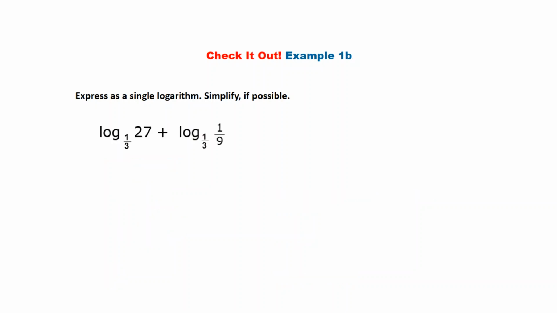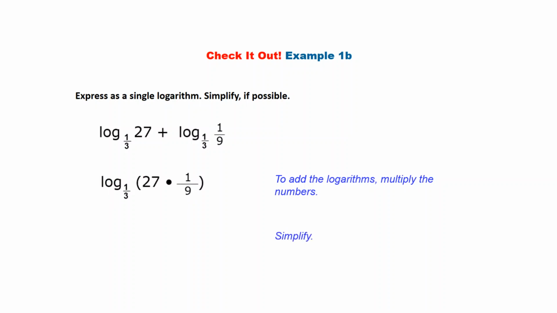All right, here's one more for you to try. Turn the video off and give it a try. It's a little more involved having the fractions, but it's not any harder. So first of all, to add the logarithms, multiply the numbers together. We're just going to multiply 27 times 1/9, and we simplify that, and we know that's log base 1/3 of 3. So now we think to ourselves, what is our exponent going to be? 1/3 to what power equals 3? And that's going to be negative 1.